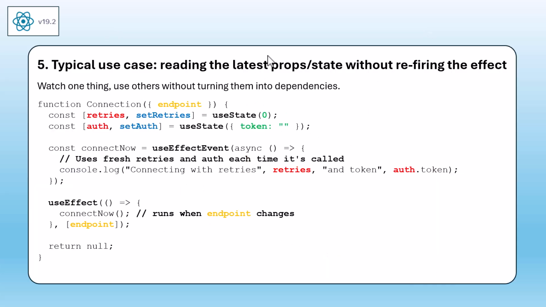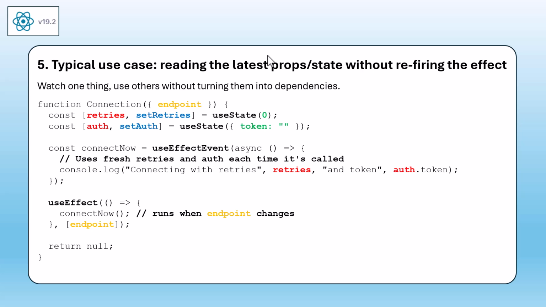5. Typical use case: reading the latest props and state without refiring the effect. One scenario: you have an effect that should run when a particular prop changes. Inside that effect you want to perform some logic that uses other state values, but you do not want the effect to rerun just because those other state values changed.